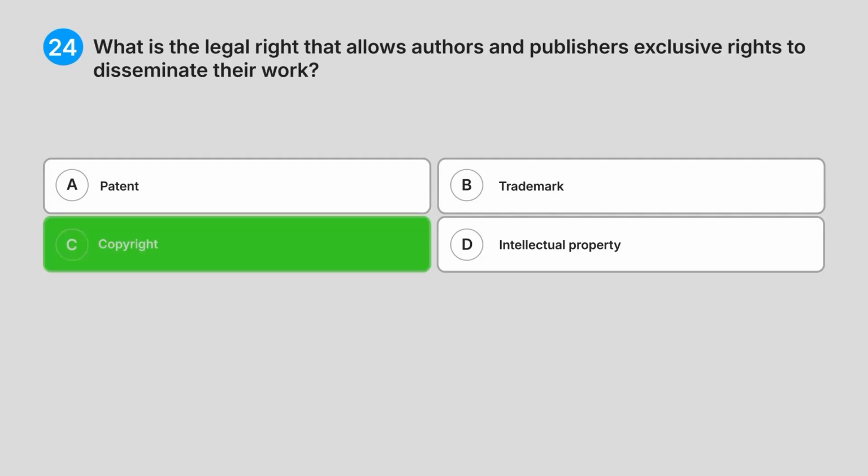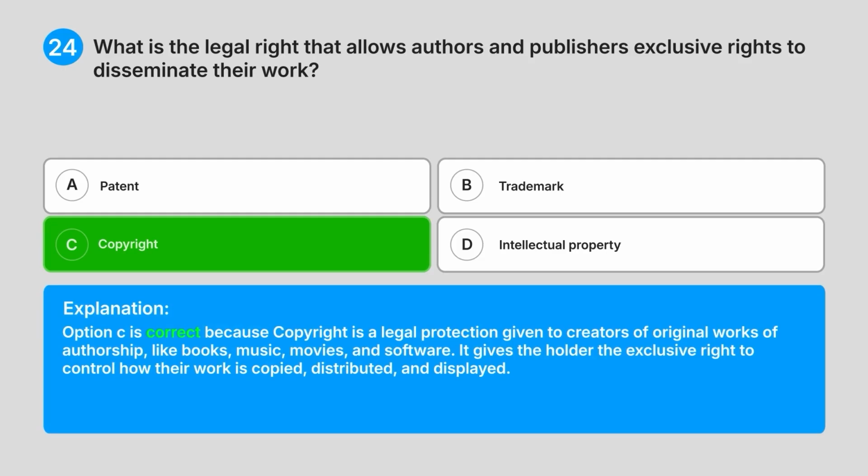Correct answer, C. Copyright. Explanation: option C is correct because copyright is a legal protection given to creators of original works of authorship, like books, music, movies, and software. It gives the holder the exclusive right to control how their work is copied, distributed, and displayed.